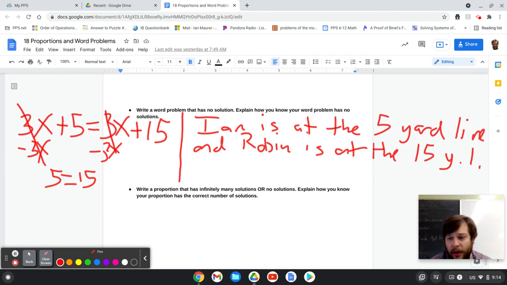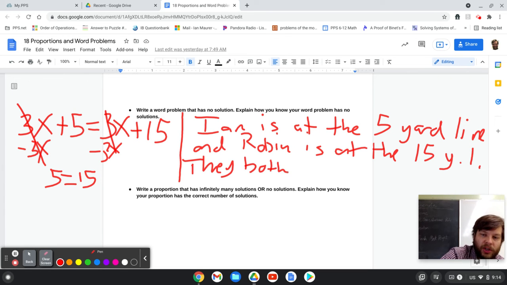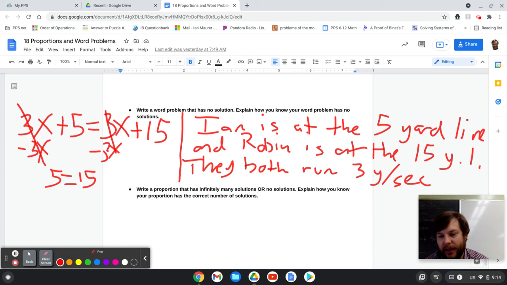Robin, Ian, and then what does the 3x represent? Well, that can represent our rate. That can represent our speed. And so let's just say they both run 3 yards per second. And I just want to point out that the word per that we use for a rate also means the math division. And so when you are using the word per, you're actually talking about dividing yards by seconds. And that's one way we think about speed. How many yards did you go and how many seconds did it take you? And if you divide those, you get your rate.